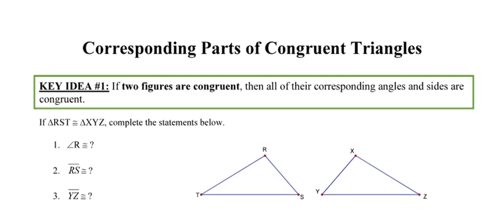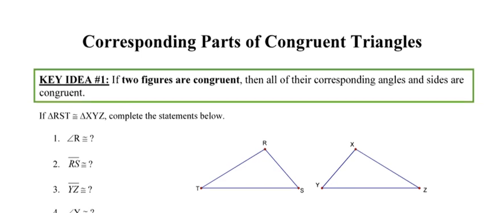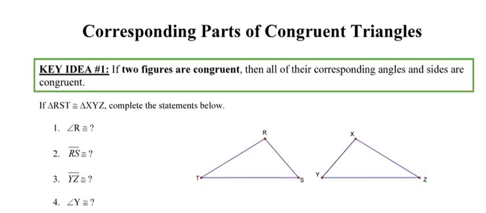In this video, you'll be introduced to the concept of corresponding parts of congruent triangles. The first really big idea that you need to take away from this video is that anytime you have two figures that are congruent, all of their corresponding angles and sides are congruent. I'm going to go back and revisit that sentence for just a minute. All of their corresponding angles and sides are congruent.